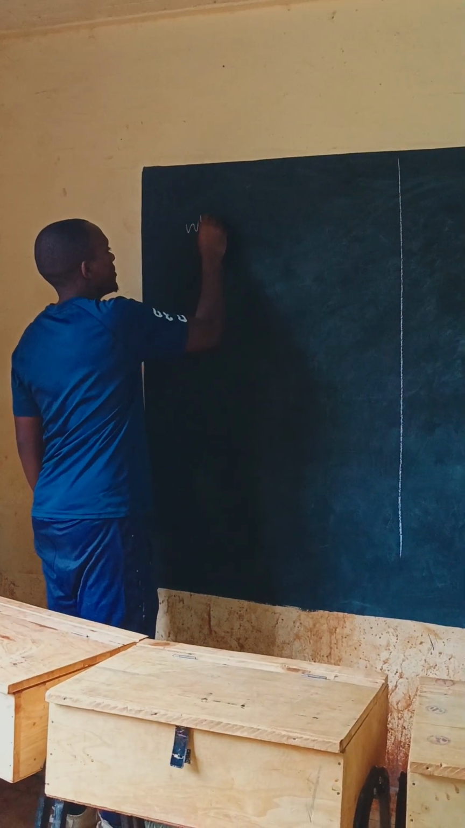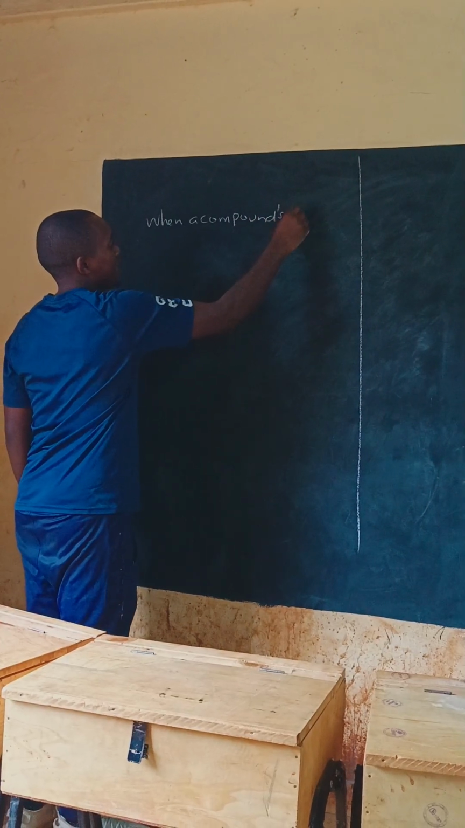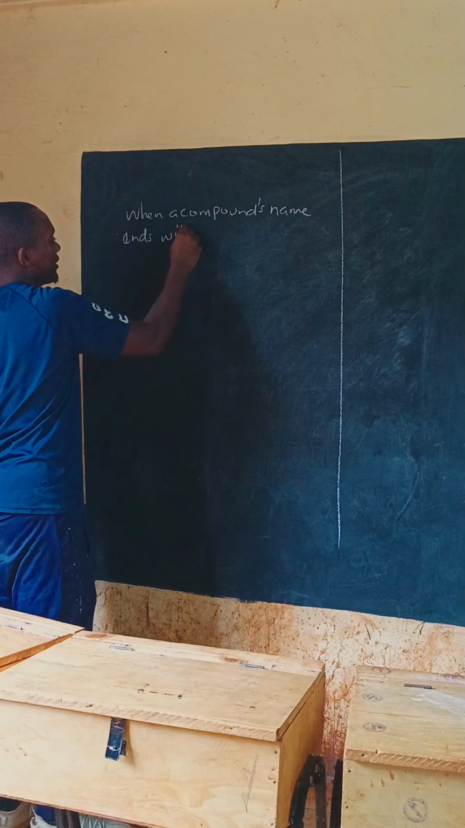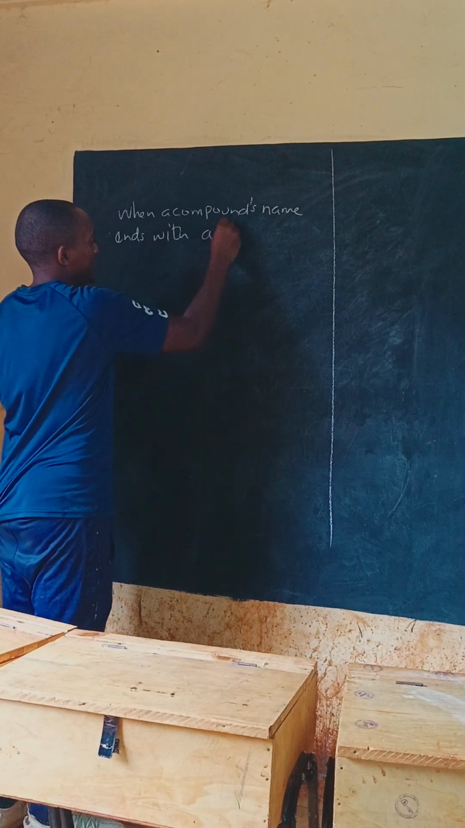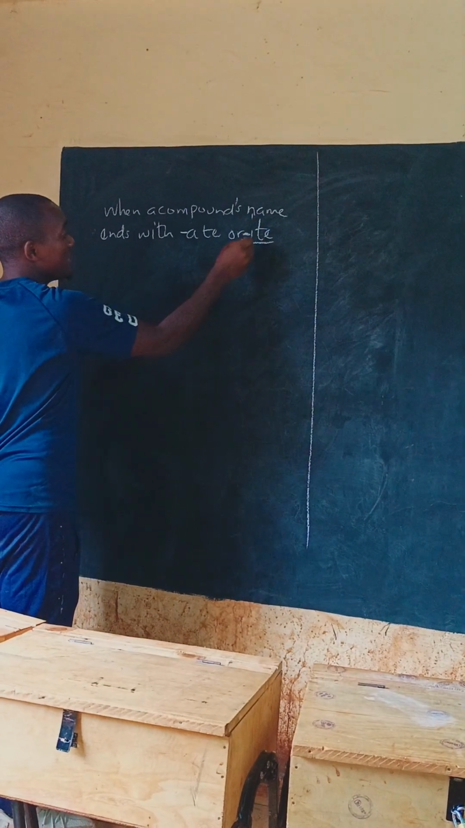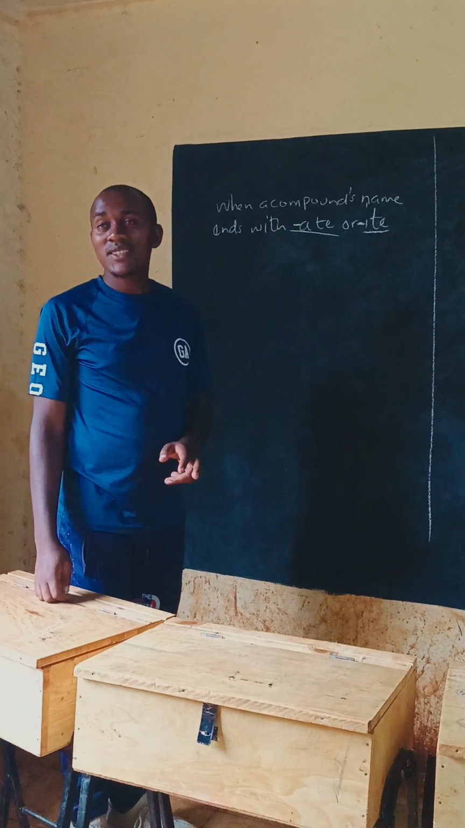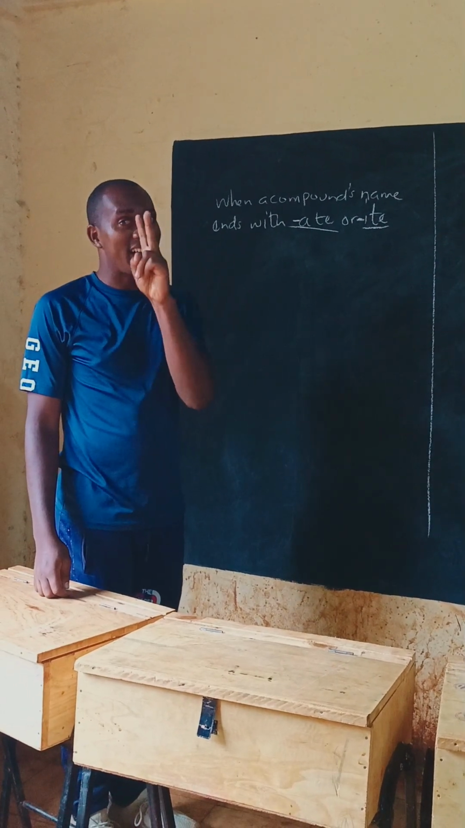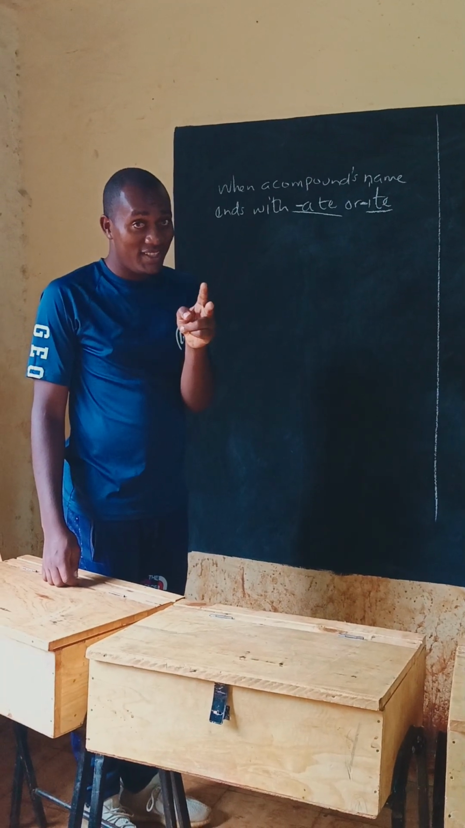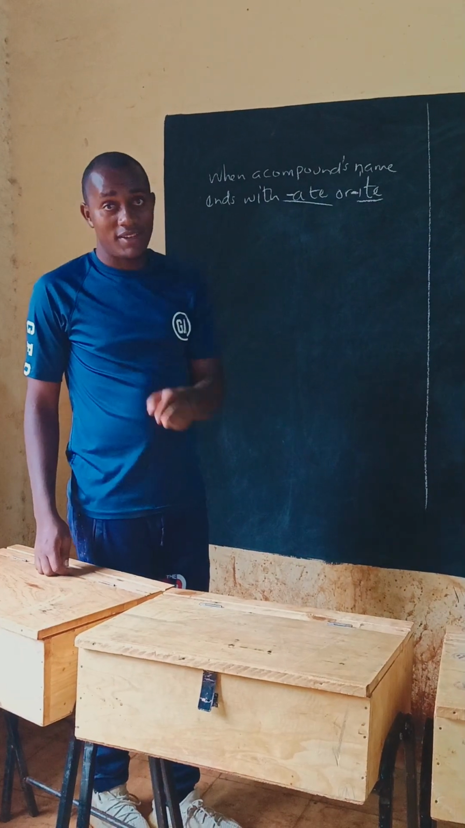We're going to look at what happens when a compound's name ends with ATE or ITE. By the way, when a compound's name ends with ATE or ITE, it means we have an element and a radical. That is the secret that you should know. If it ends with ATE, except for hydroxide, it's an element and a radical.